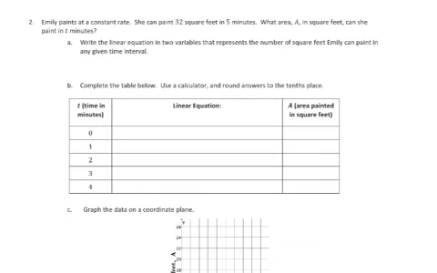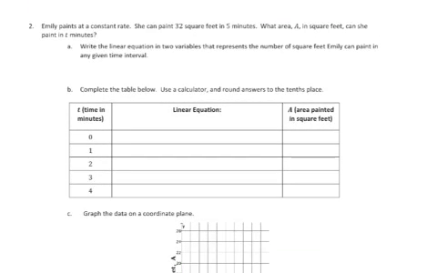Okay, take a look at the next exercise, dealing with Emily. So Emily paints at a constant rate. Again, you'll notice that each one of these starts with the fact that we're dealing with a constant rate, so the rate's not changing. She can paint 32 square feet in 5 minutes. What area A in square feet can she paint in T minutes? So it's very similar to the last several problems that we've done. We want to set up an equation from a ratio.